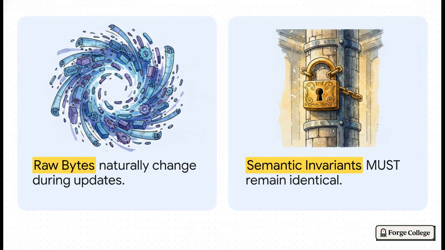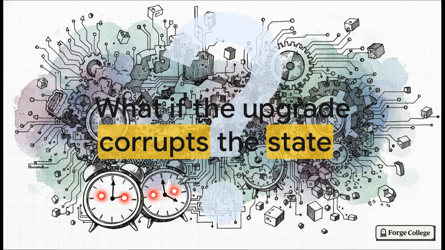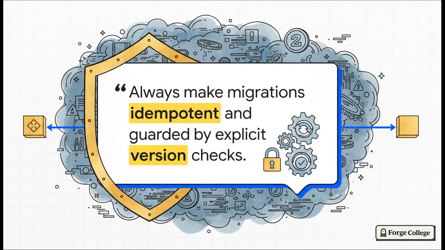Which leads us to this kind of terrifying question. What happens if the upgrade corrupts the state? Imagine pushing an update at 2 in the morning, and suddenly all those semantic invariants we just talked about are overwritten. The data is completely scrambled. That is the absolute worst-case scenario in Web3, and it is exactly why we have to build incredibly rigorous migration paths. So to prevent that 2 a.m. nightmare, we follow this golden rule.